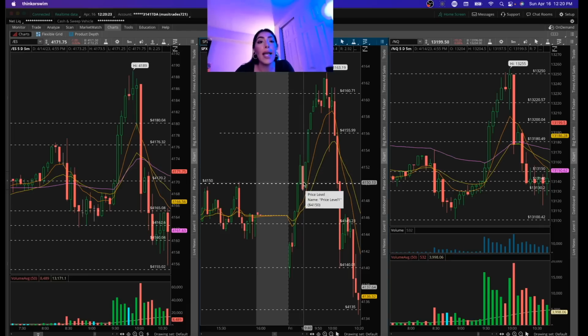So this pullback candle is a high probability setup here. Off of the initial move up, you don't want to enter. You wait for the pullback, retest that previous level of resistance, and then you look for an entry.